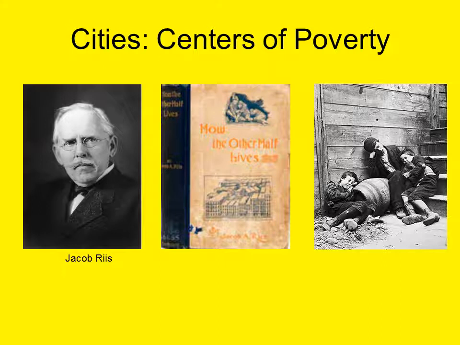Photojournalist Jacob Riis, who's pictured on your left, documented many of the problems of America's poor people in his 1890 book, How the Other Half Lives. The book was a precursor to the style of journalism known as muckraking, which we will address in a few slides. Riis and his photography brought a wide audience knowledge of the extreme poverty of the slums of New York City.